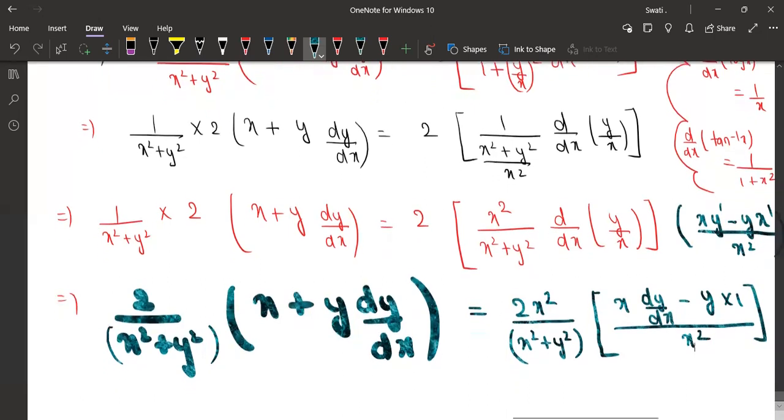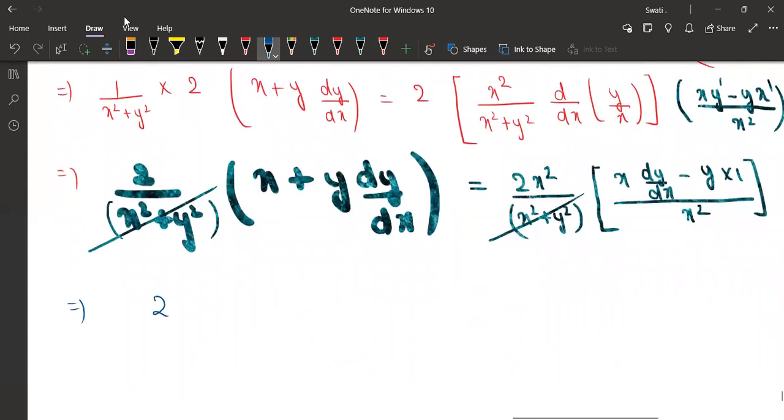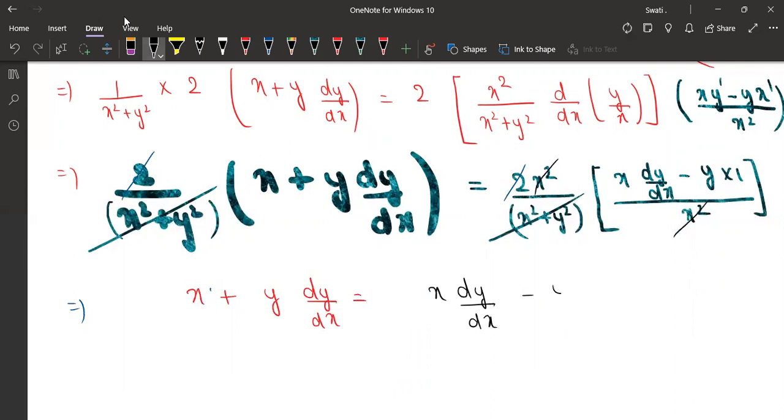Now what we can do, we can move ahead and the very first thing that I can do here is I can cancel this x square plus y square and this x square plus y square. So what we are left with? We are left with twice of, I can cancel this 2 and 2 as well, right? So I am left with now x plus y dy dx is equal to x square as it is? Okay. No, not x square, because I can see that this x square and this x square is also getting cancelled. So what we are left with is x dy dx, and then minus y into 1 is y.